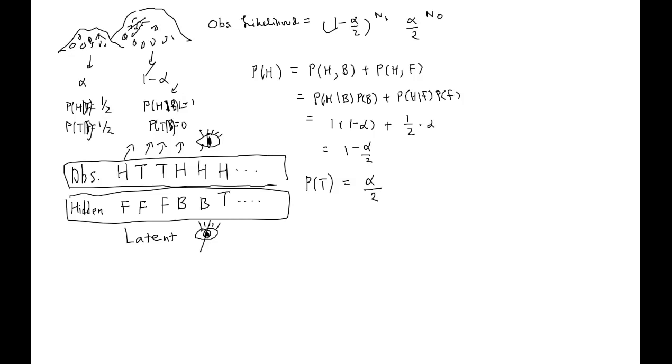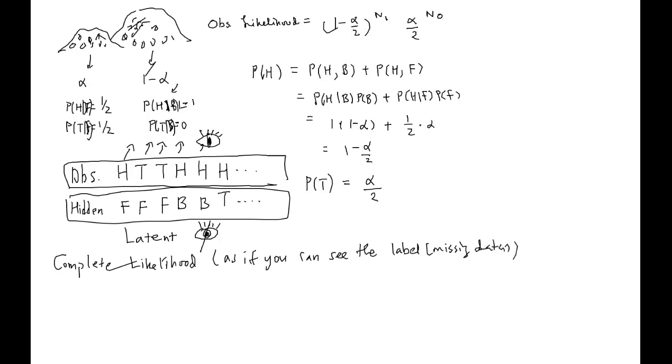Now, how about our complete data likelihood? The complete likelihood would be as if you can see the label, which is the missing data. So here you would have the following. Let me write it here.